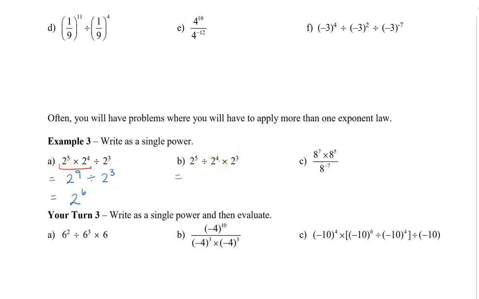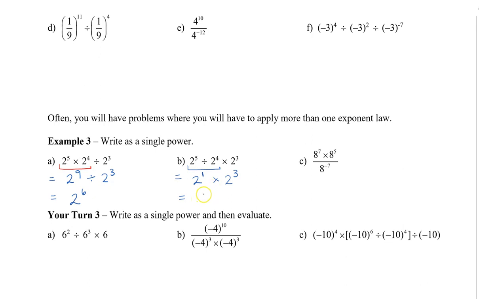All right, now notice for B, the numbers or the powers are the same, but I've swapped the division and the times symbol. So this time we're going to do the division first. So we're going to say base of 2, and we're going to go 5 minus 4, because we're dividing, and when we divide, we subtract our exponents. So that will be 2 to the power of 1, and then times 2 cubed.